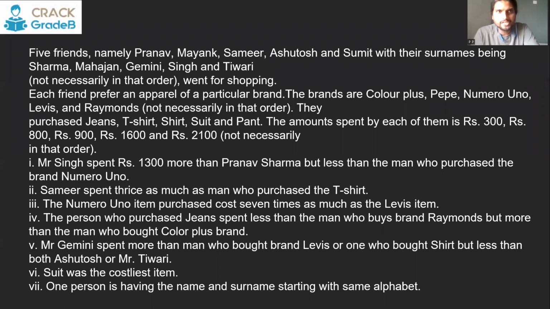Okay, this is one more set. 5 friends, namely Pranav, Mayank, Samir. So if you see, there are 5 friends. Their names are given. Their surnames are given, not necessarily in the order. Then the brands of the apparel they are purchasing are given. Types of apparel are given, like jeans, t-shirt, and the price is given. That means 5 parameters: name, surname, price, brand, and apparel, against 5 people.